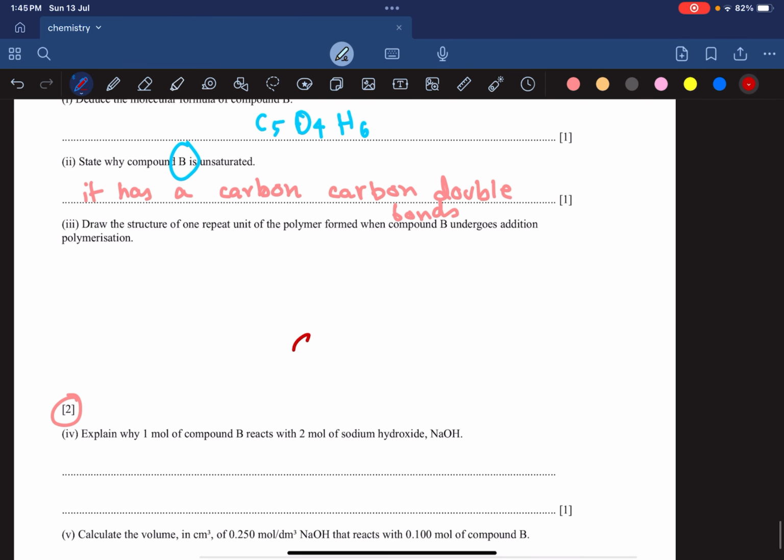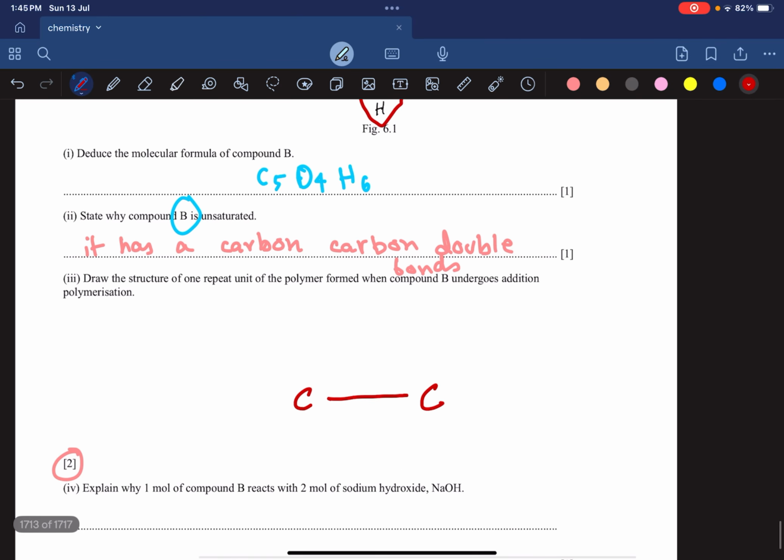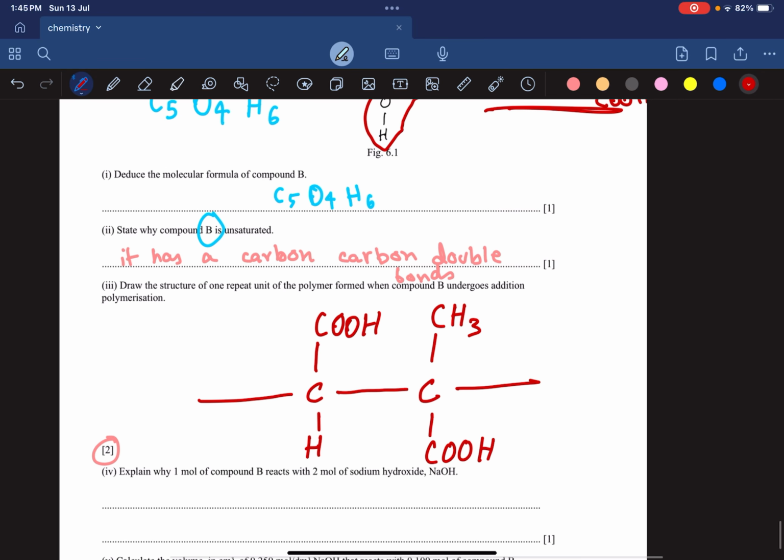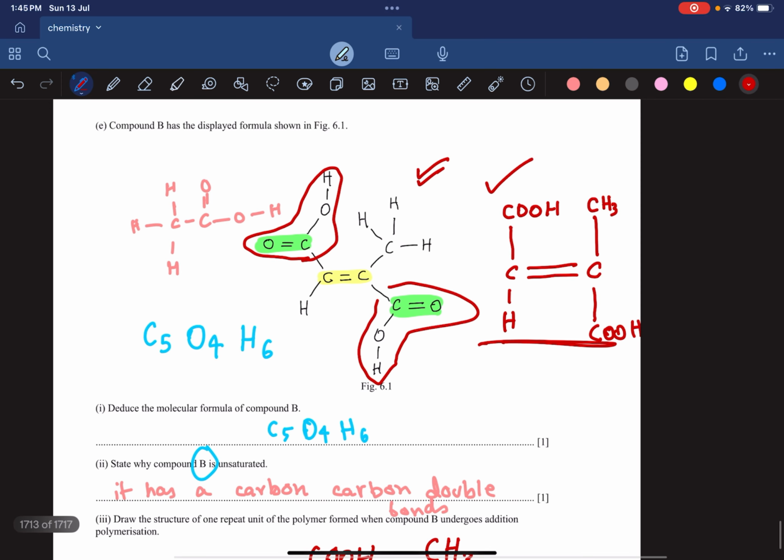So there's going to be one carbon, something like this. Don't draw this double bond, because this is the repeat unit of an addition polymer. Something like this. These are the extension bonds. Above we have COOH. Over here we have CH3. Over here we have COOH. And we have a hydrogen like this. So this is one repeat unit, which is this thing.